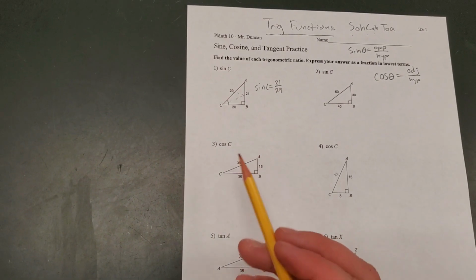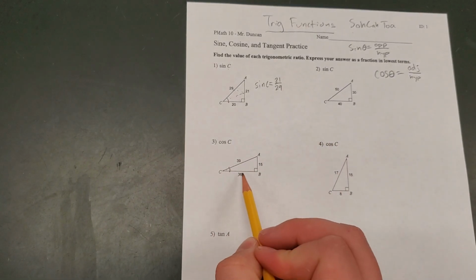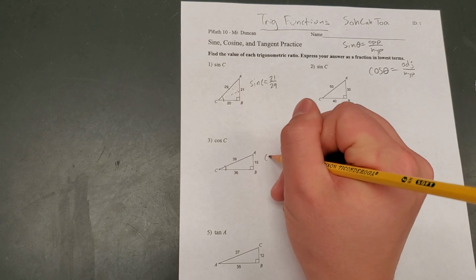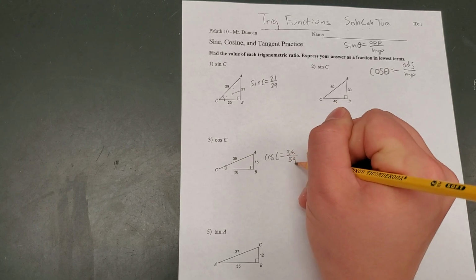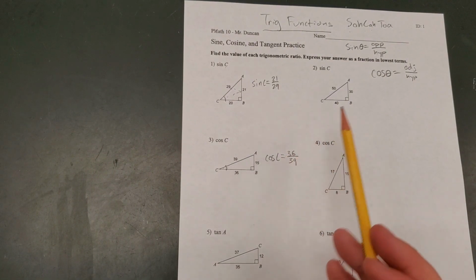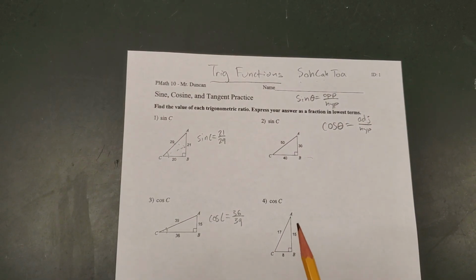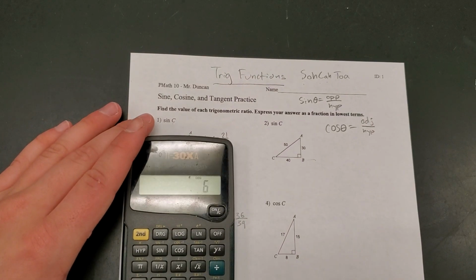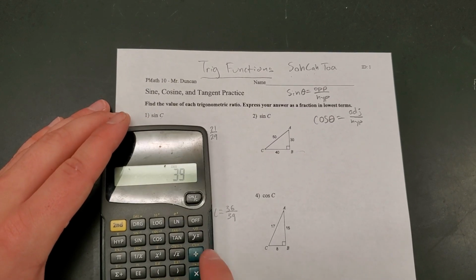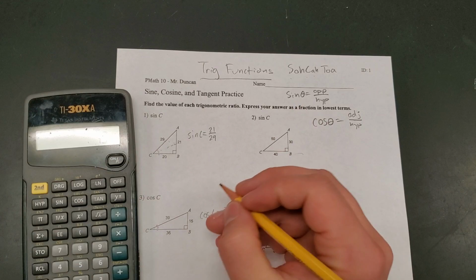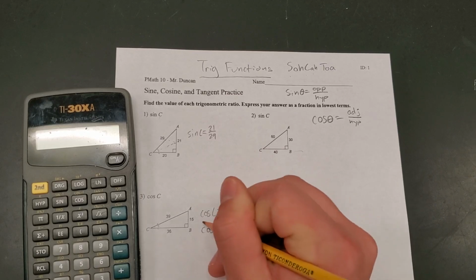If we want to look at, say, number 3 right here, so our angle is C. The cosine of C is equal to 36 over 39. It says to express the fraction in the lowest terms, so really that fraction is going to end up being 36 divided by 3 is equal to 12, and then 39 divided by 3 is equal to 13. So the answer to this will be cosine of C is equal to 12 over 13.